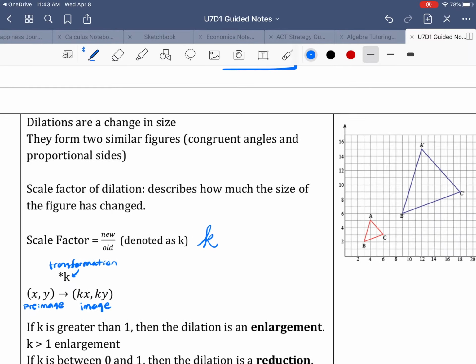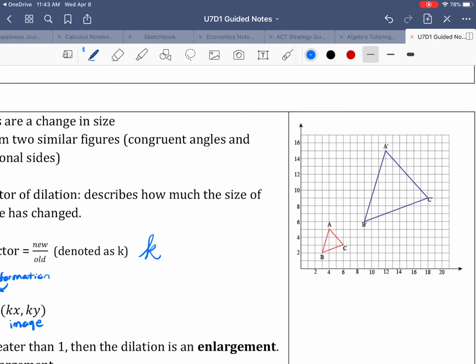Okay, so let's take a look at this picture right here for a second. We know that this red triangle is our pre-image. The reason we know that is because if you look very carefully, this is an A, this is our A prime. A prime always indicates the image. So just by looking at this, we know it's going to be an enlargement. We know the scale factor K is going to be greater than 1.